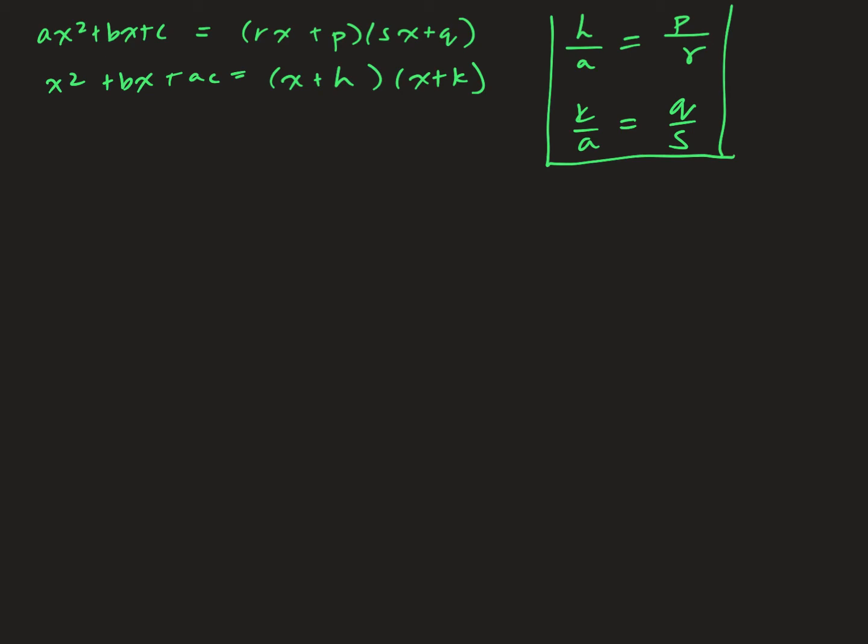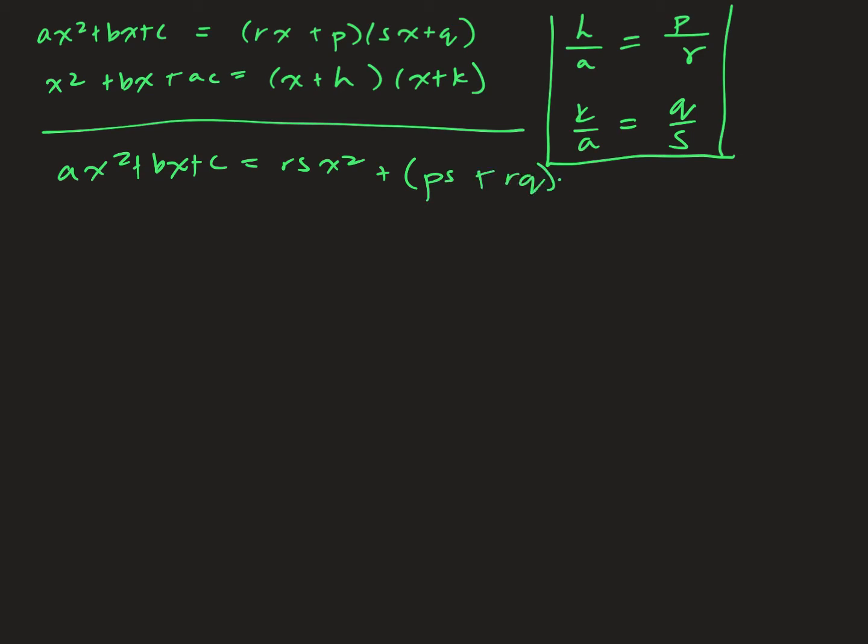So if I expand this out, I'm expanding Rx plus P times Sx plus Q. I have ax squared plus bx plus c is equal to RS x squared, plus PS plus RQ x, plus PQ. Okay, so we can start creating some equivalencies, where A is equal to RS, B is equal to the sum PS plus RQ, and then C is equal to PQ.